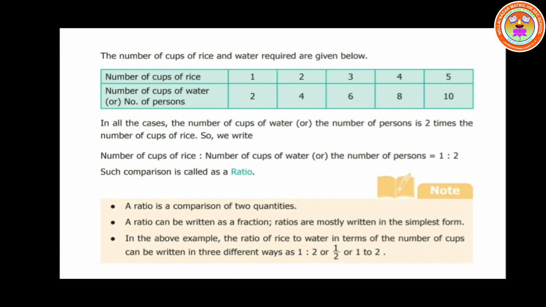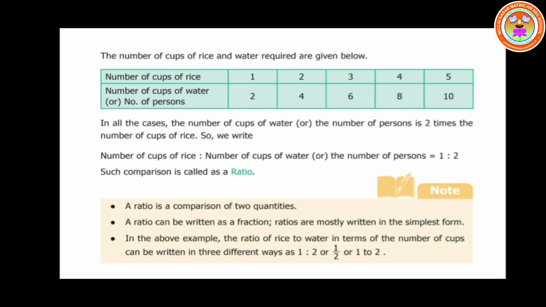The number of cup of rice and water required are given below. Now look at this table, children. Number of cup of rice. So for 1 cup the water, how much they have to add? 2. Do you understand? Now if it is a 2 cup of rice, then the water added to be doubled. So it is 4. Then for 3 it is 6. Then for 4 it is 8. Then for 5 it is 10. For 6 it is 12. For 7 it is 14. For 8 it is 16. So like that the number of cups of water will also be increased, as the number of cup of rice increases.